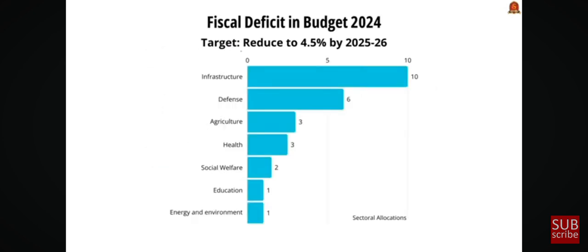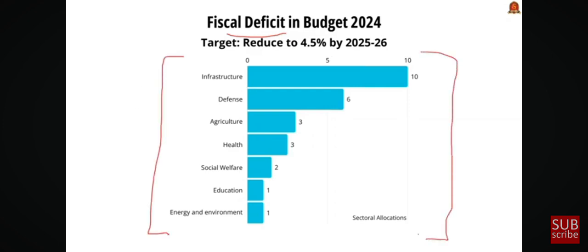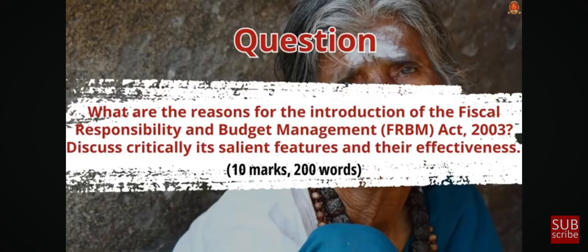This is a target of the union government to reduce our fiscal deficit of the year 2024 to 4.5% by the year 2025-2026. Having this data will be coming very handy in writing UPSC mains, particularly this year and also for next year. So please make a note of this. So with this, we have come to a holistic understanding of this topic.